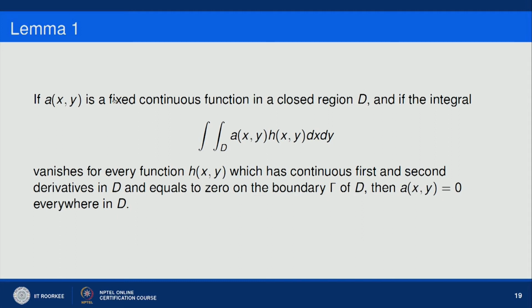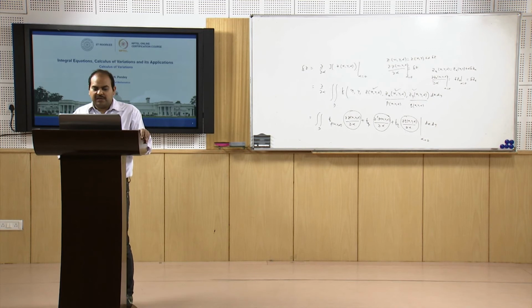Let us consider what this lemma is. It says that if A(x,y) is a fixed continuous function in a closed region D, and if the double integral of A(x,y) h(x,y) dx dy is equal to 0, that means it vanishes, for every function h(x,y) which has continuous first and second order derivatives in domain D and equals 0 on the boundary, then A(x,y) is equal to 0 everywhere in D. If you recall, here h(x,y) is your delta z.